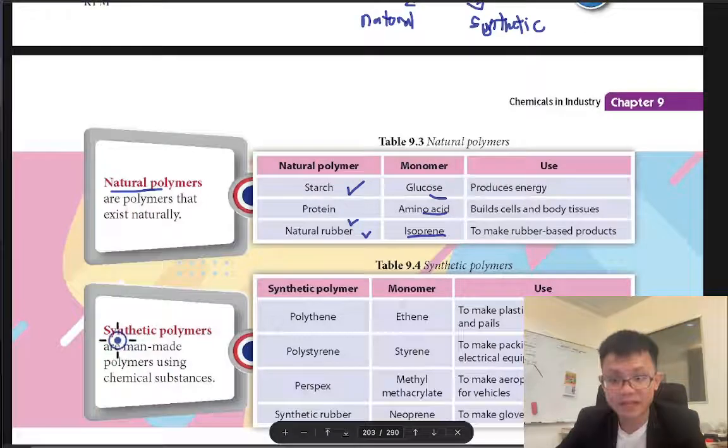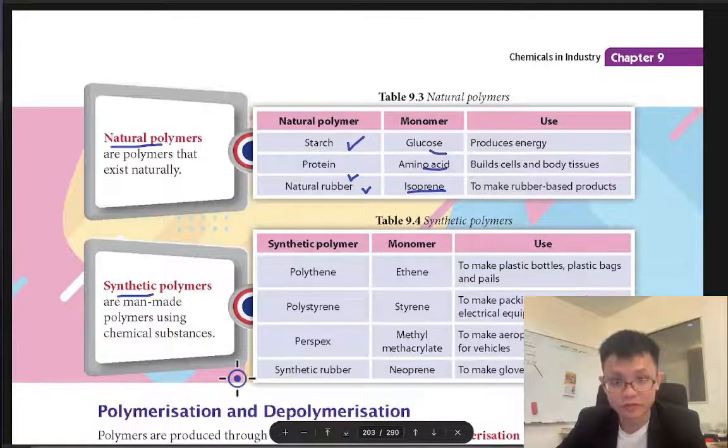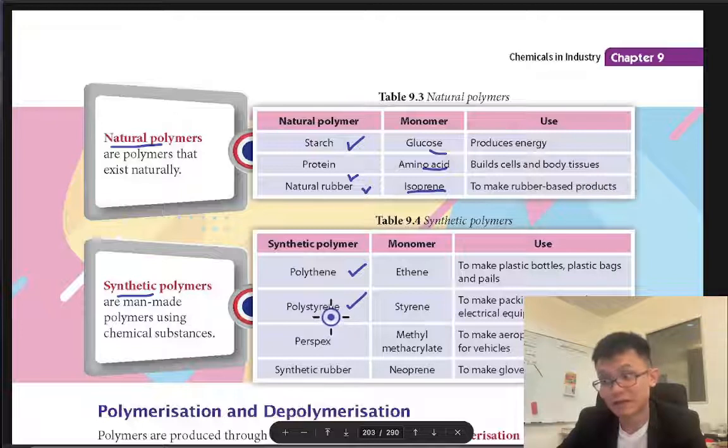Then we have the synthetic, means human-made. Human will make polyethylene, polystyrene. Polystyrene, I think you know, is used to make packing containers for electrical items. You know the white color one, right? The white color one is the polystyrene that they put in the box. And then we have the synthetic rubber.